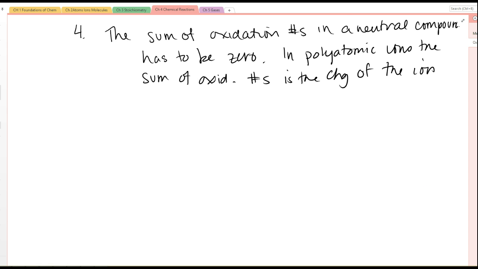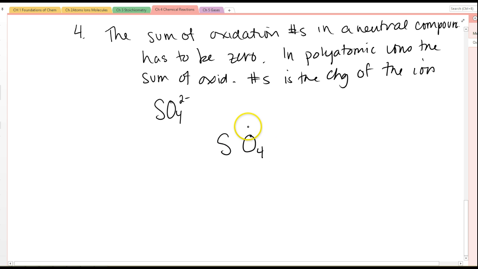All right, so for example, your polyatomic ion sulfate. It's SO4 2-. Okay, so in this case, because it's not a peroxide, we're going to start by assigning the oxidation state to the oxygen. We know that oxygen is almost always a -2. Okay, so we need to figure out what sulfur's is. There's no rule that specifically governs sulfur.